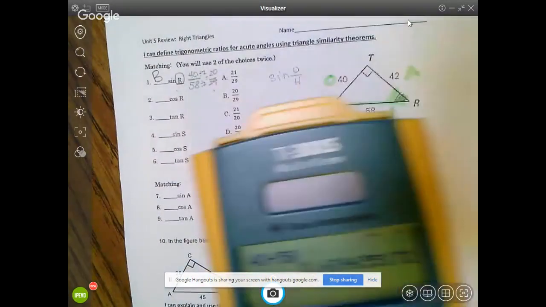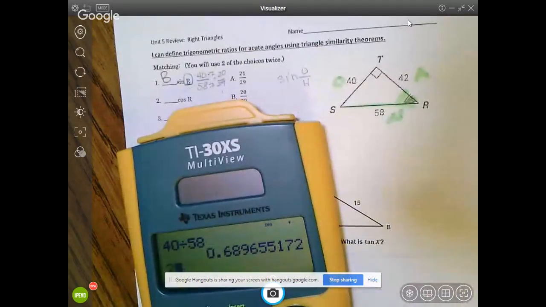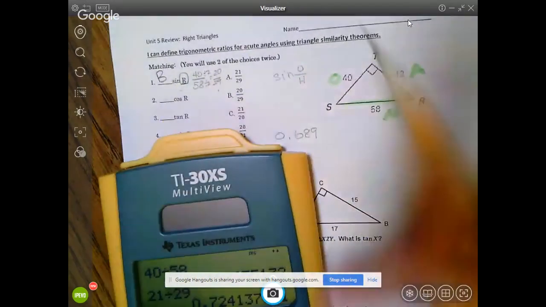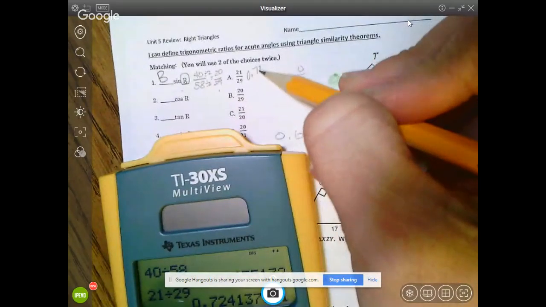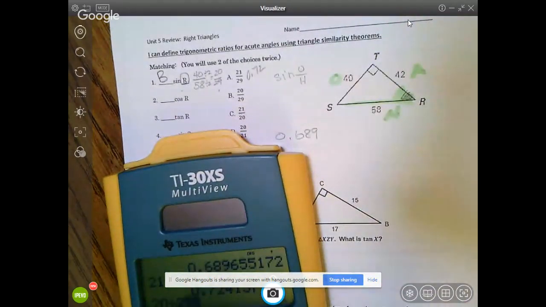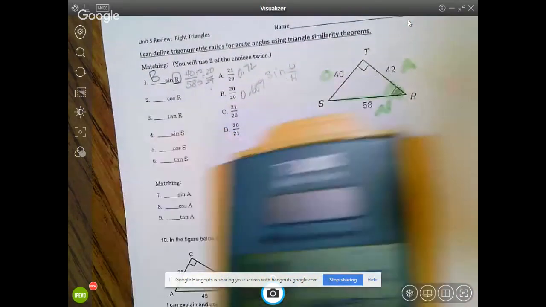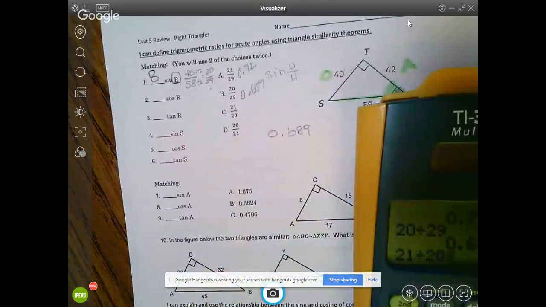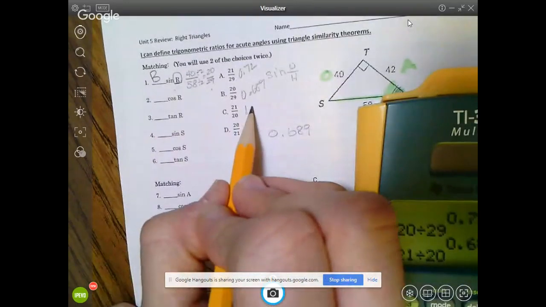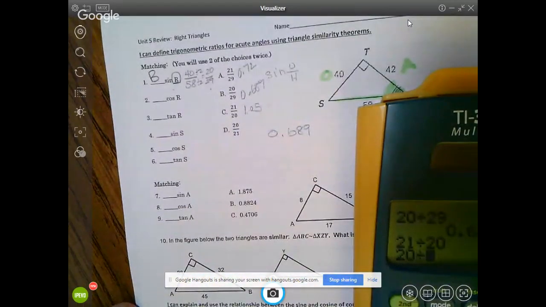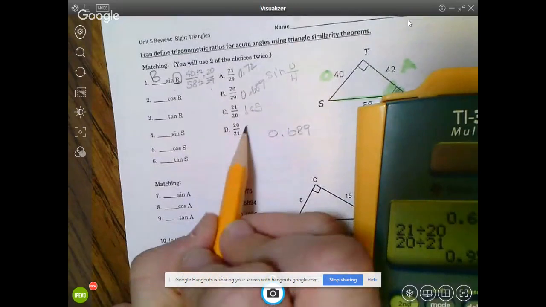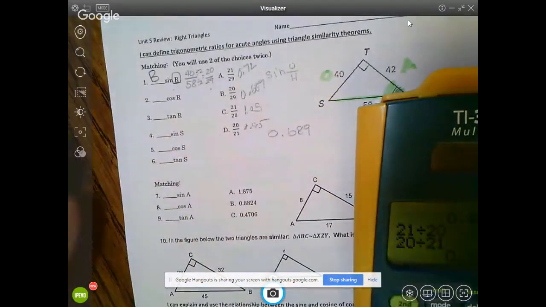So what you could do is you could type in each one of those fractions as decimals. So if you stink at reducing fractions, you can just type it into the calculator, get the decimal equivalent, and then that way you know what your answer is going to be. And you can just compare the decimals. So either way that you do it is fine.